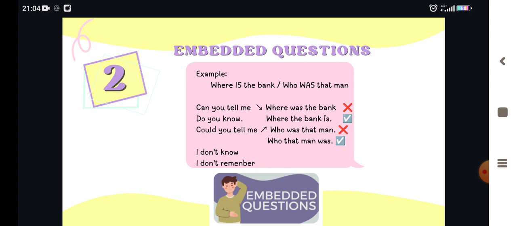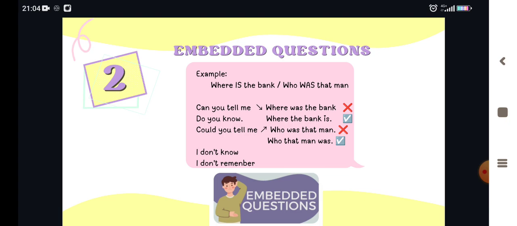So to understand the WH better, first read the sentences. First, can you tell me where was the bank? In this case, the word order is wrong. The correct order is, can you tell me where the bank is? If we notice, in this case, the verb to be changed. It is in the last part. Could you tell me who was that man? In this case, it is wrong too. The correct is, could you tell me who that man was?